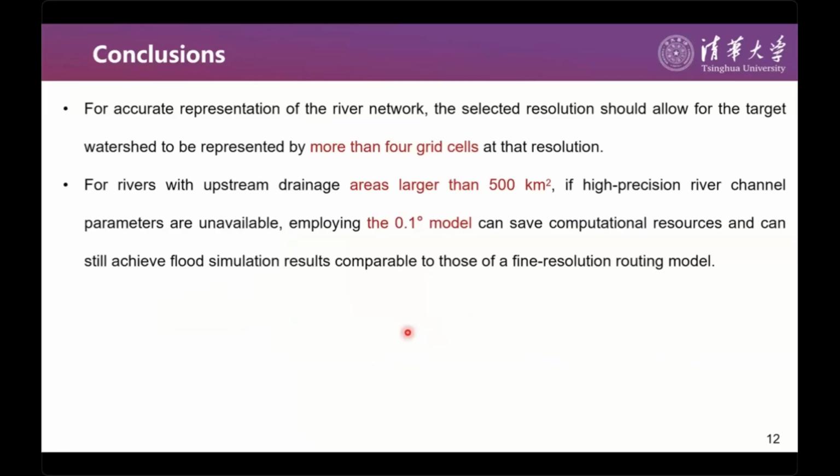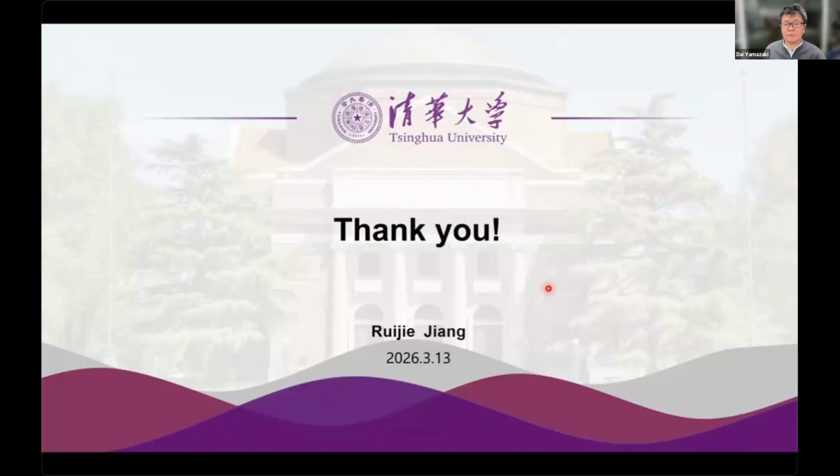Firstly, for accurate representation of the river network, the selected resolution should allow for the target watershed to be represented by more than 4 grid cells at that resolution. On this basis, for rivers with upstream drainage areas larger than 500 square kilometers, if high precision river channel parameters are unavailable, employing the 10 km resolution model can save computational resources and can still achieve flood simulation results comparable to those of a high resolution routing model. And that's all. Thank you very much.